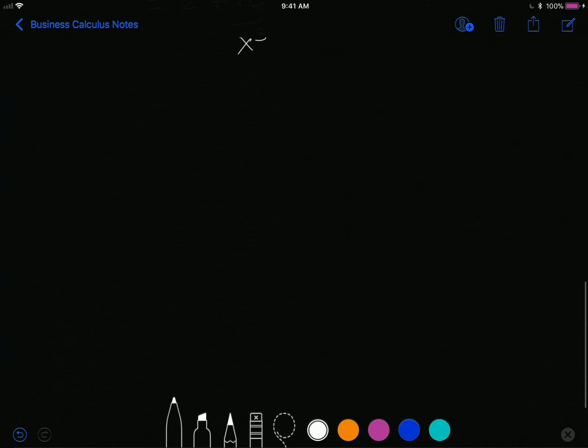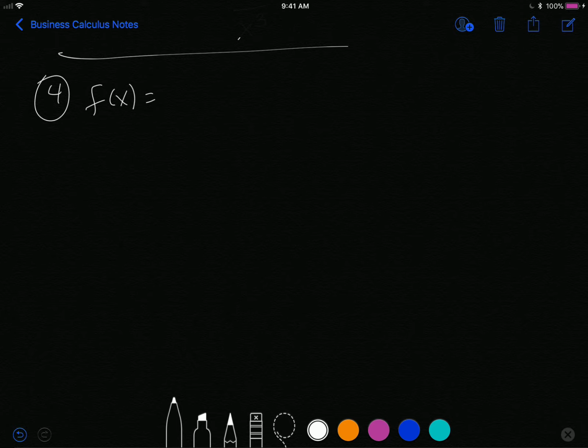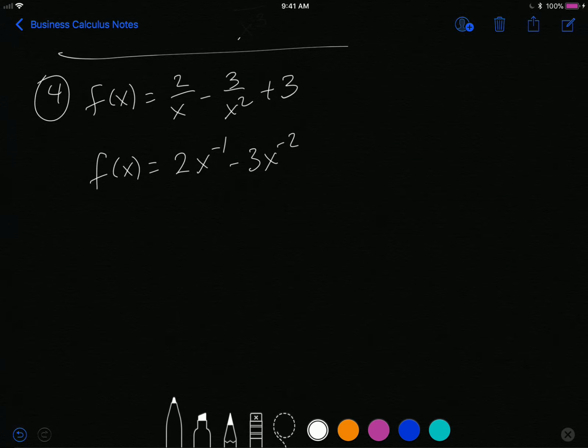Number 4. Lots of fractions in number 4. f of x equals 2 divided by x, minus 3 divided by x squared, plus 3. I have to take the powers up. So f of x is equal to 2x to the negative 1 minus 3x to the negative 2 plus 3. And then I multiply and subtract.